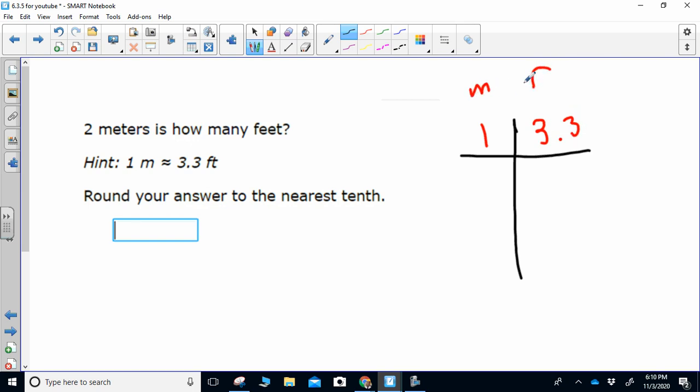So I've got meters and I've got feet. And I want to know how much 2 meters is. So I'm going to put the 2 under the meters. And then I'm going to do the same thing I've been doing. What do I need to do here? Multiply by 2. So what do I need to do here? Multiply by 2. And then you would type that into IXL and click submit.